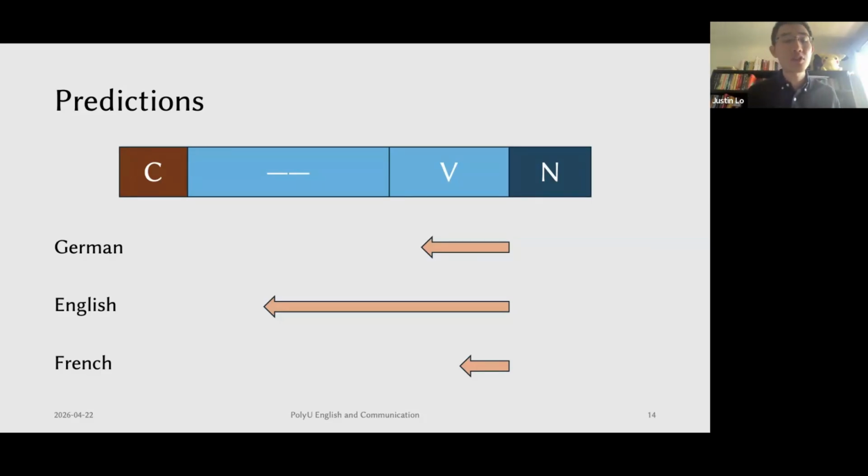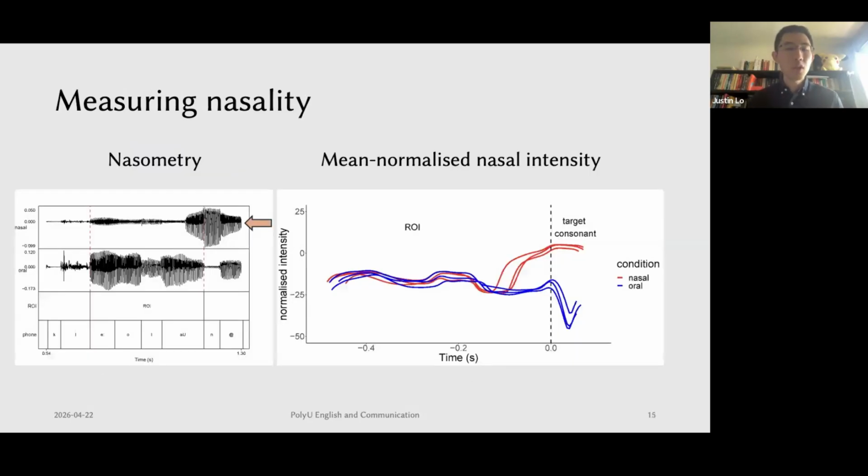German doesn't have this contrast, so they don't have to be so afraid of this lexical confusion, and so there would be more co-articulation. English is the weird one, where because it is suggested that there is some kind of phonologization, we predict that, and also people have looked into long-distance nasal co-articulation in English before and found that it has been quite extensive. So following the previous literature, we were expecting quite extensive co-articulation for English.